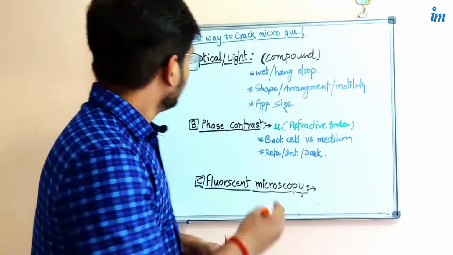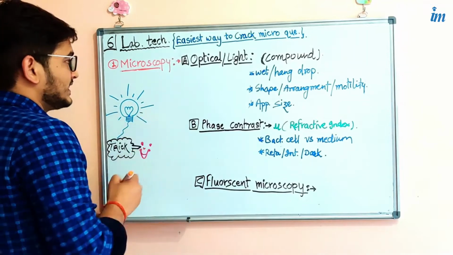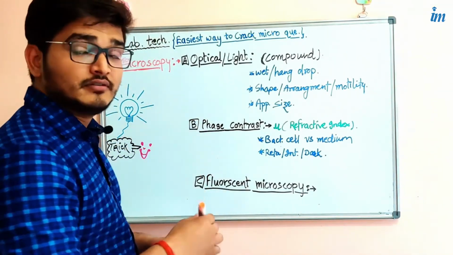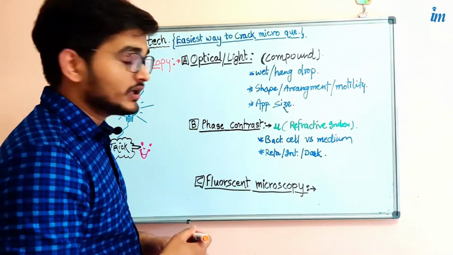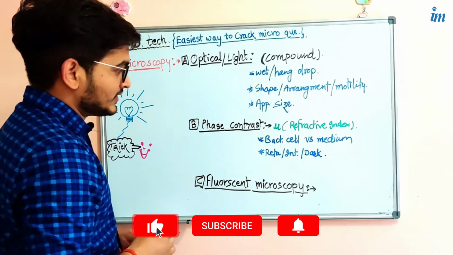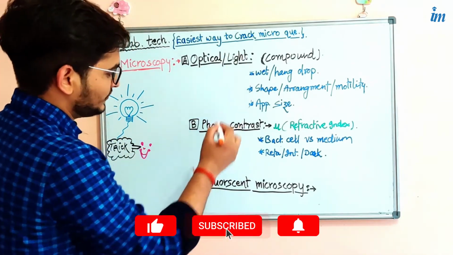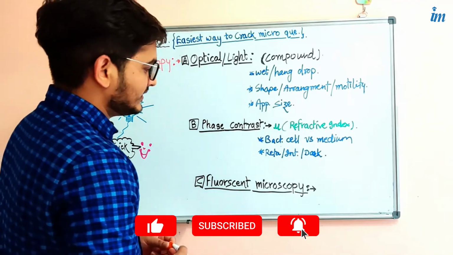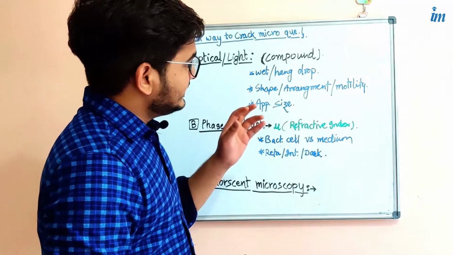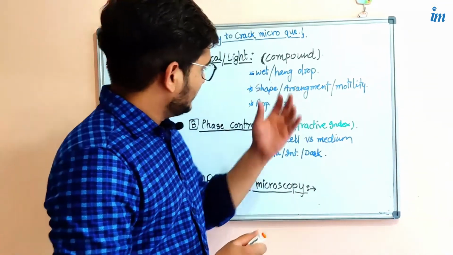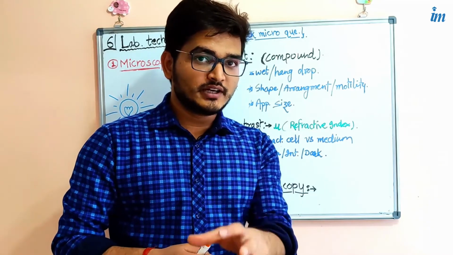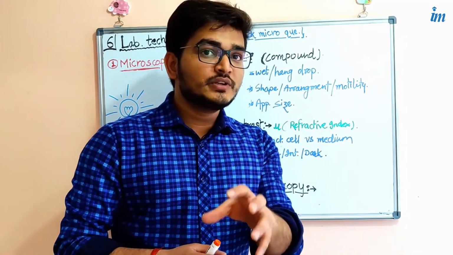In the lab technique, the first topic is microscopy, and the second topic is the staining technique. In the microscopy topic, there are subdivisions like optical, phase, fluorescent, and further there is a division of the fluorescent microscopies. Whenever you see the question, it is very difficult for you to grip how to solve it, because you don't know the concepts behind them.